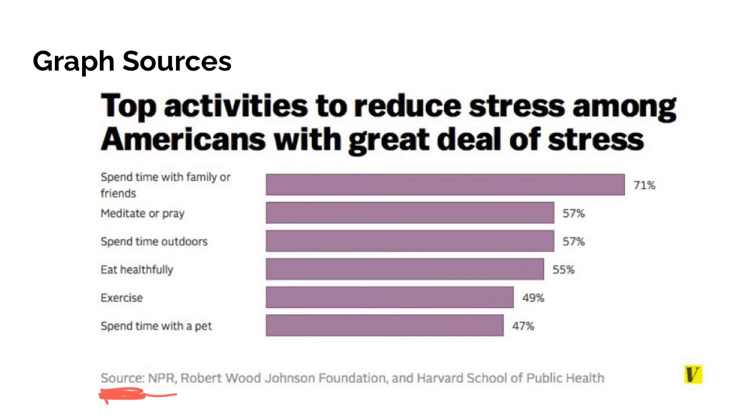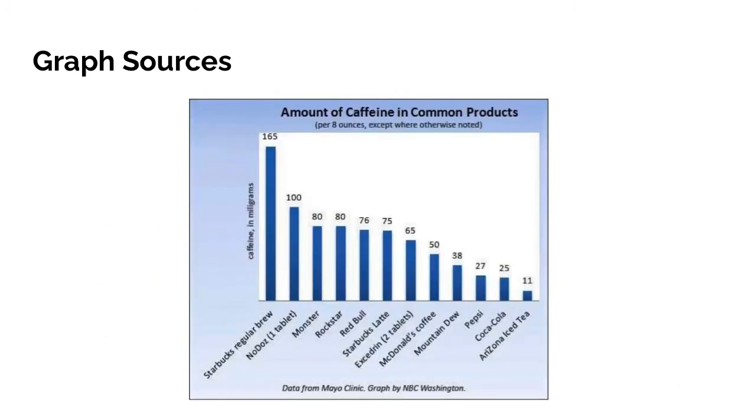It comes from the Robert Wood Johnson Foundation and the Harvard School of Public Health. So we would think this is a very reliable source, right? It is coming from NPR News, which is a reliable news source, and from Harvard School of Public Health, which is a research institution. Let's look at this data and see where the source is from.